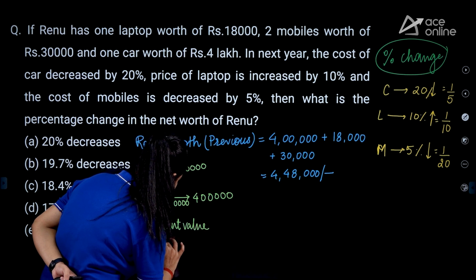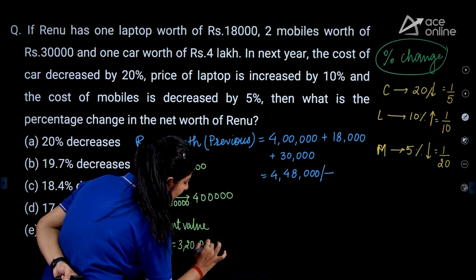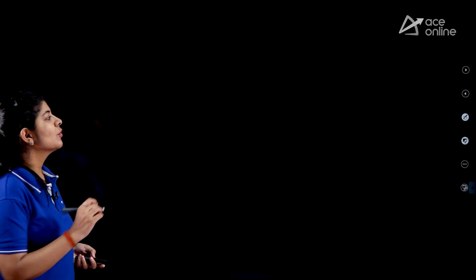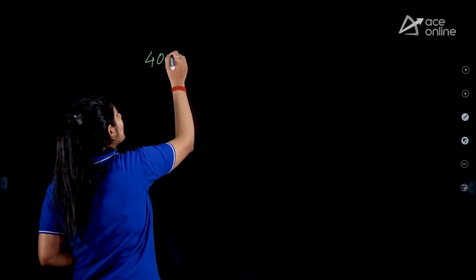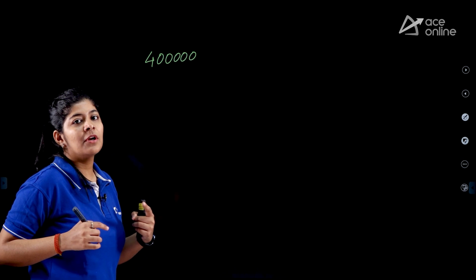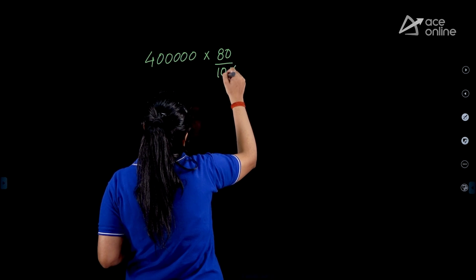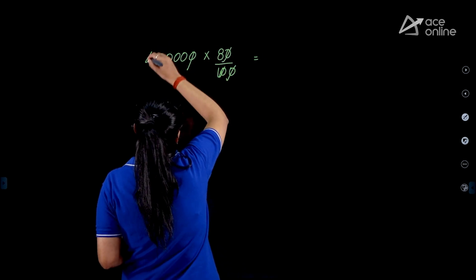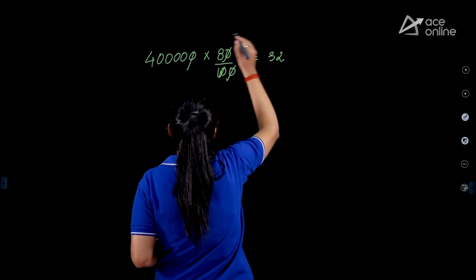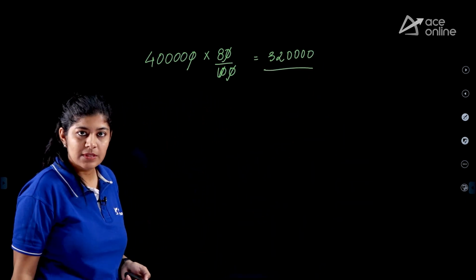The current value of the car is nothing but 3,20,000. We just simply calculated it. Or you can also do one thing. You know that the original price of the car is 4 lakh rupees, but there's a decrement of 20%. That means it is on the worth of 80%. So you can also solve it in this manner: 8 into 4 is 32, and how many zeros are you having? 1, 2, 3, 4. And again you are getting 3,20,000 rupees. Right? Next.